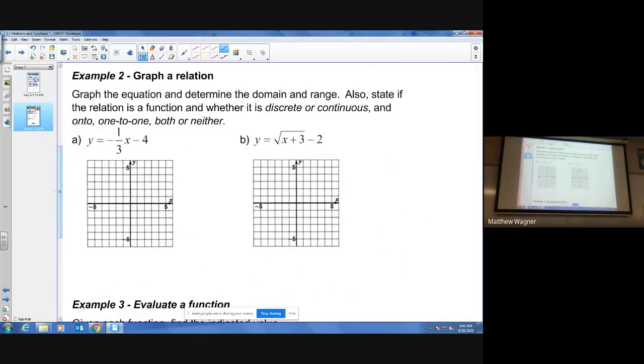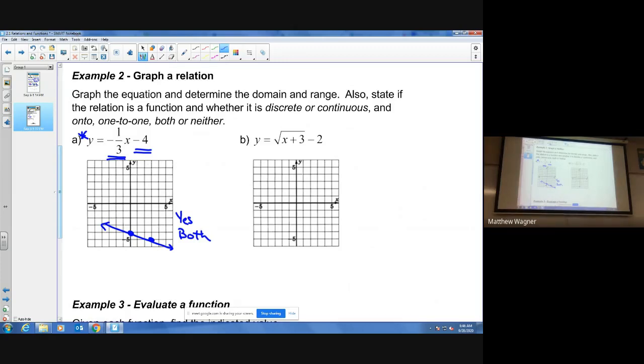Big things, graphing lines, we should already know how to do. Y-intercept is -4. Plot our points. -1/3 is our slope, so we go down 1, over 3. Okay. If we notice, it does pass the vertical line test. So I would say, yes, it is a function. And if you notice, each element of your domain corresponds to each element of your range. There's no repeated x's. There's no repeated y's. So this is going to be an example of both.